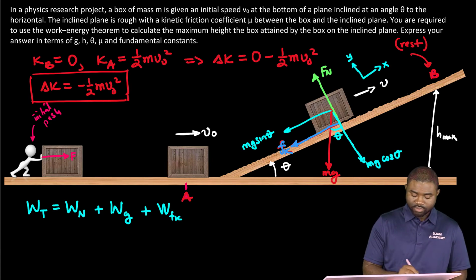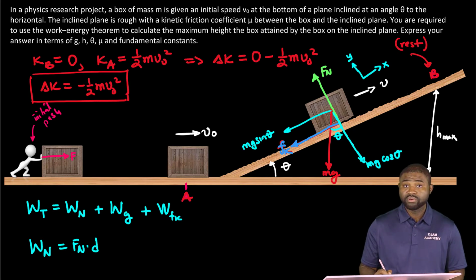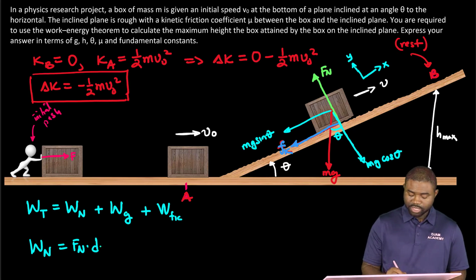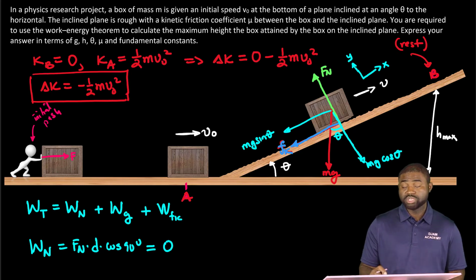So now the work done by N is equal to Fn multiplied by the distance moved up the inclined plane multiplied by the cosine of the angle between Fn and the displacement, which is 90 degrees, and this is just going to be 0 because cosine of 90 is 0.